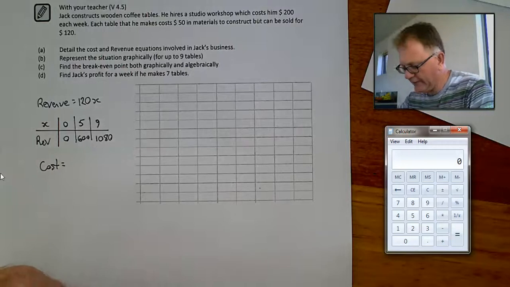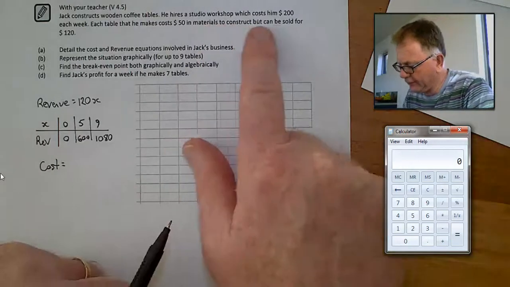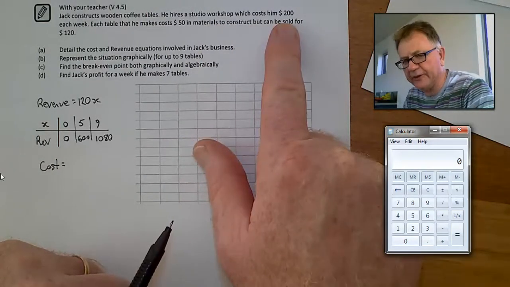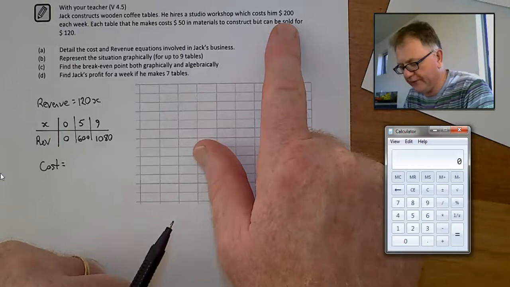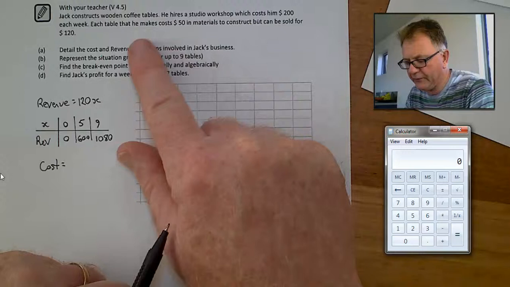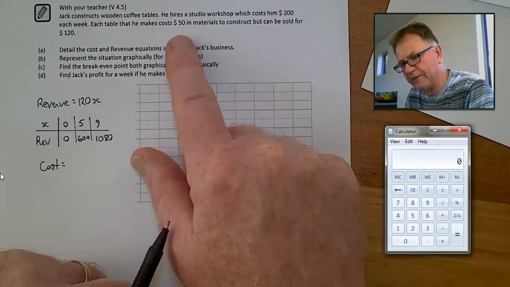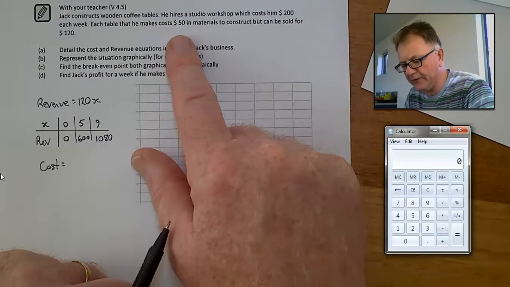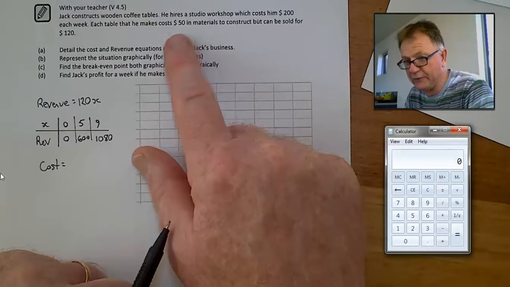Now it says that he hires a studio workshop which costs him $200. That's what we call a fixed cost. He must pay that $200 whether or not he makes any tables. If he makes no tables in a week, he'll still have to pay for the studio hire. Each table that he makes costs $50 as well. That's what we call a variable cost. It depends upon the number of tables that he makes. The more tables he makes, the more of these $50 he's going to have to pay.